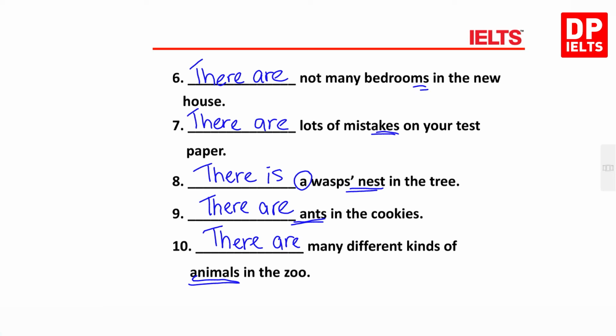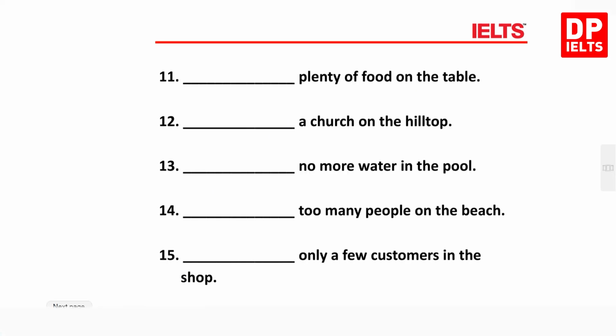Dash ants in the cookies. There are ants in the cookies. Ants, plural. There are ants in the cookies. Dash many different kinds of animals in the zoo. There are many different kinds of animals in the zoo. So it's plural. Therefore, there are many different kinds of animals in the zoo.